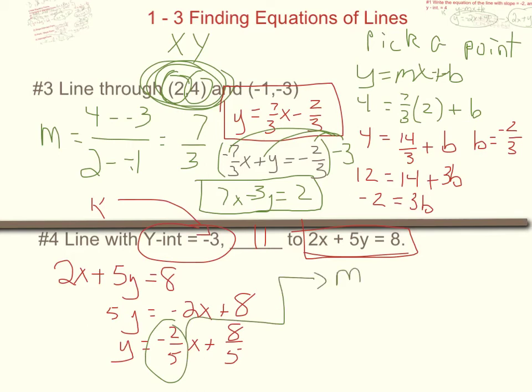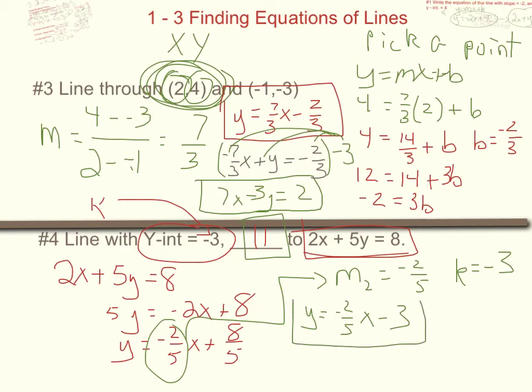If m1 was negative 2/5, what's m2? Is it the same, or do you flip and switch? Well, since we're talking about parallel lines, you keep the slope the same. It's negative 2/5. And hey, I gave you a freebie, didn't I? What was k, the y-intercept? It was negative 3. So write your equation. y equals negative 2/5 x minus 3. Very cool. Okay, and then put that in slope-intercept form. No, I'm sorry, that's already in slope-intercept form. Silly me. Put that in standard form.